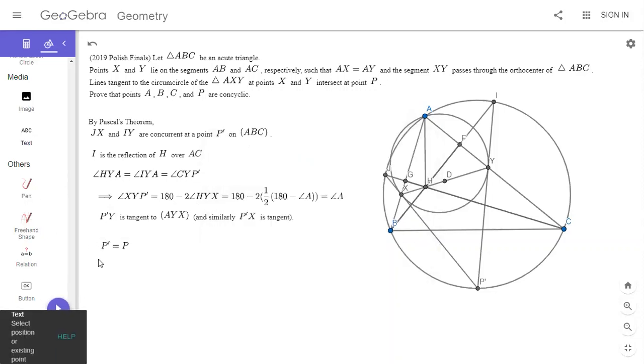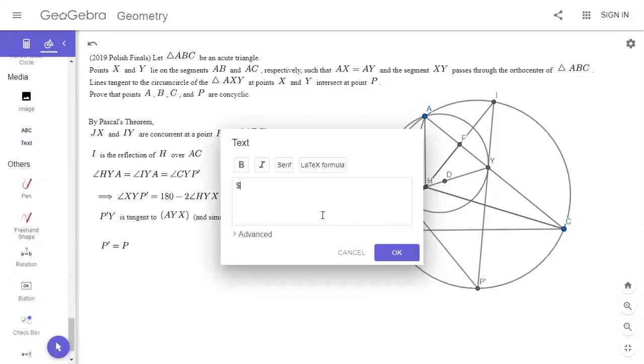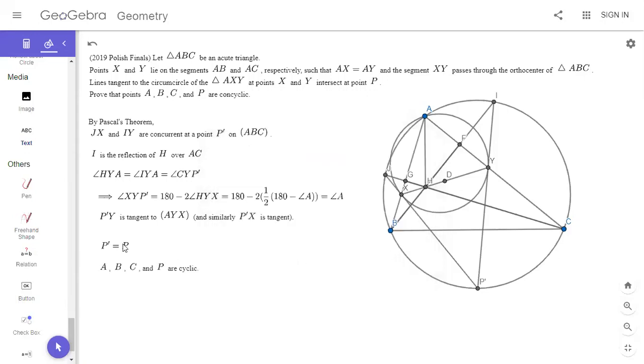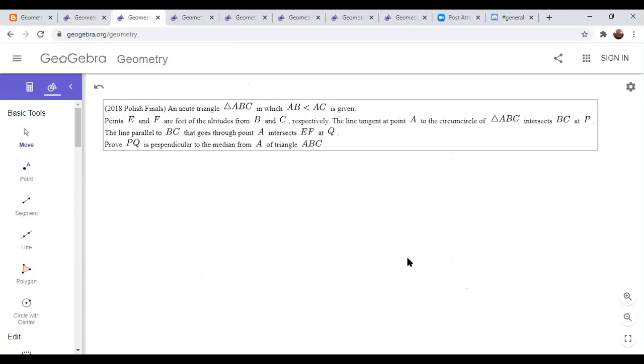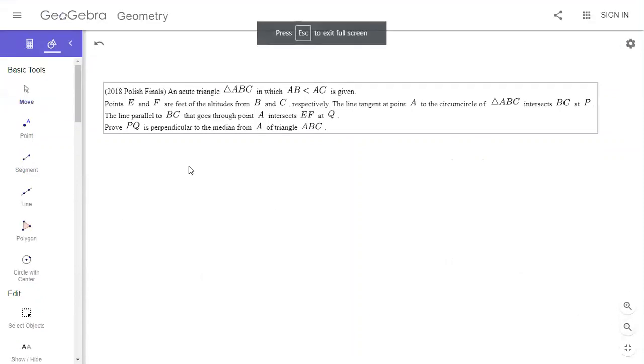Thanks for bearing with me on this one. All right, let's move on to the next problem. Yeah, that was a good call finding Pascal's theorem. All right. Here's another one from Poland.